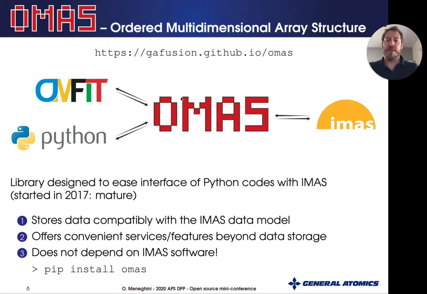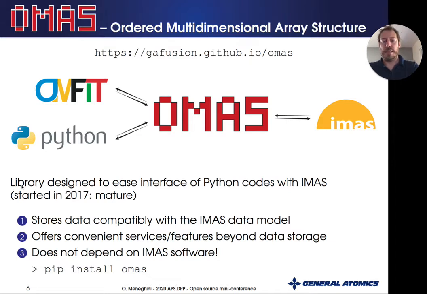OMAS is a Python library that has been designed to really ease the interface of Python codes with IMAS. OMAS officially stands for Ordered Multidimensional Array Structure, but it's really a play on words between the OMFIT framework and the IMAS infrastructure. However, the OMAS library itself is independent of the OMFIT framework, and it can really be used independently by any Python software. This library started its development in 2017, and at this point it is really mature.